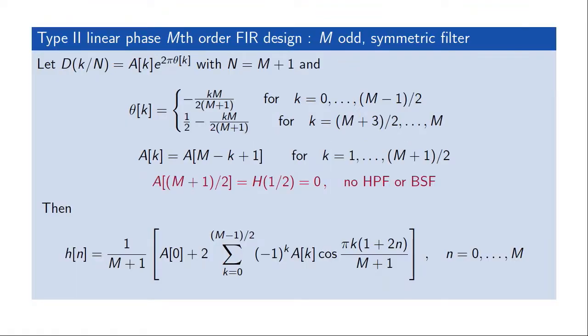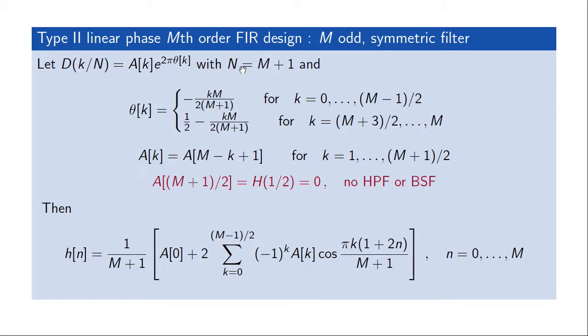So here we have the design for a type 2 linear phase Mth order FIR filter. Being a type 2 filter, this implies that the order M is odd, so the number of taps in the filter is even, and it's a symmetric filter. Also here we see that the desired response D(ν) is given at these sample points by an amplitude and a phase, and the phase is again completely determined by the design procedure. And also here we satisfy these symmetry properties for the amplitude sample points.